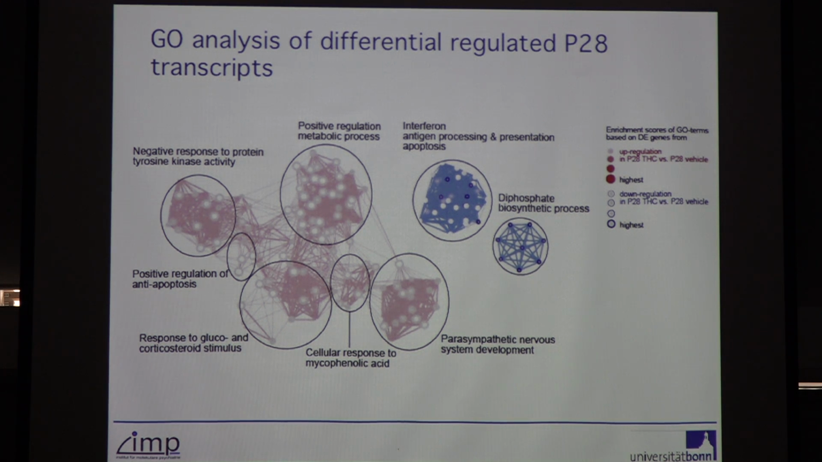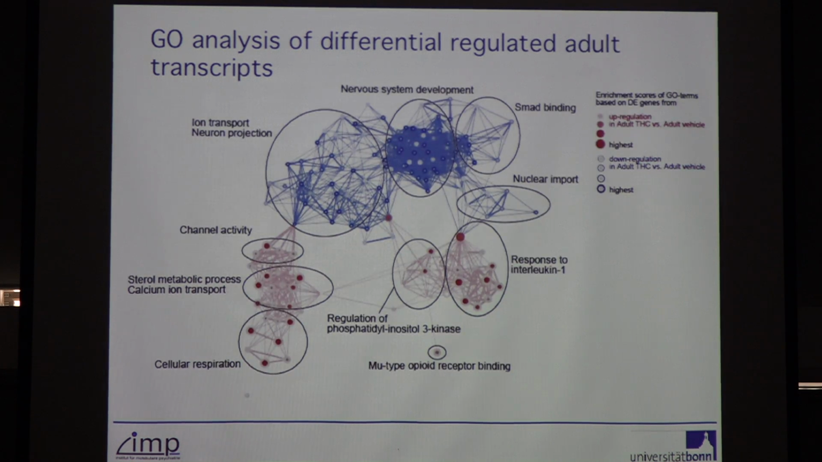So if we perform this GO analysis, you can see that the main group of genes that has been changed is actually involved in metabolic processes. They respond or are involved in protein tyrosine kinase activity, respond to corticosteroids, and related to the development of the parasympathetic nervous system, and so on. If we go to the GO analysis for the adult animals, it's very different actually. We have completely different group of genes here in this case.